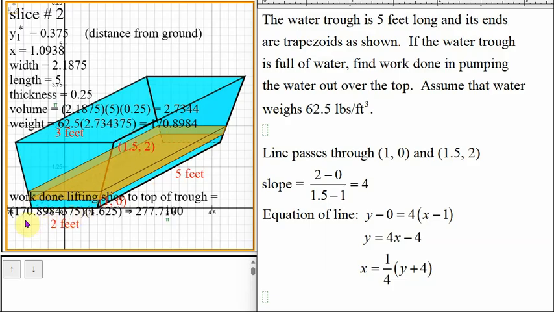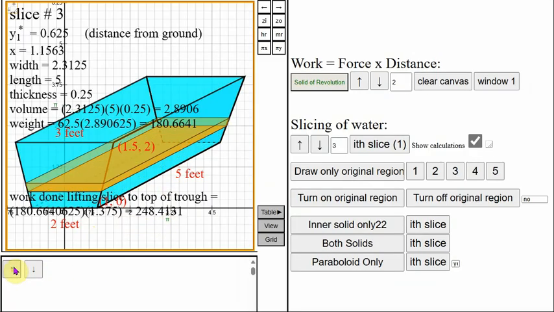going to be lifting it from here to here, which is a distance of 1.625. And so the work is 277.71 foot-pounds. And so that's for slice number 2. And then for slice number 3, the work is 248.41.